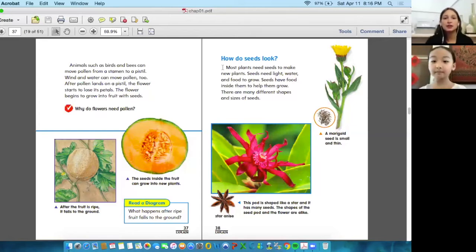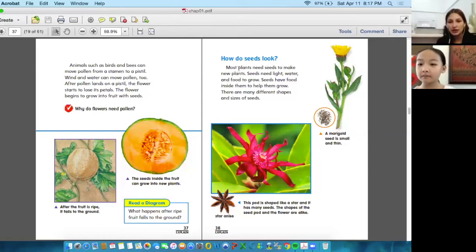How do seeds look? So go ahead. How do seeds look? Most plants need seeds to make new plants. Seeds need light, water, and food to grow. Seeds have food inside them to help them grow. There are many different shapes and sizes of seeds. Okay, thank you. So what are the 3 things that a seed needs to grow? Light, water, food. Very good. Okay, so light, water, and food.